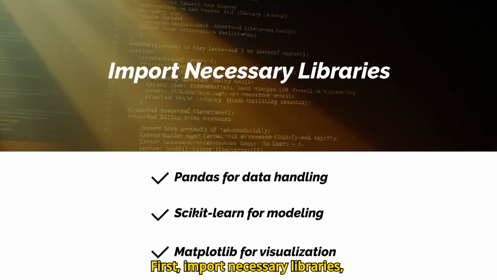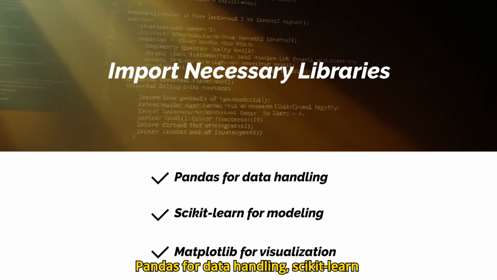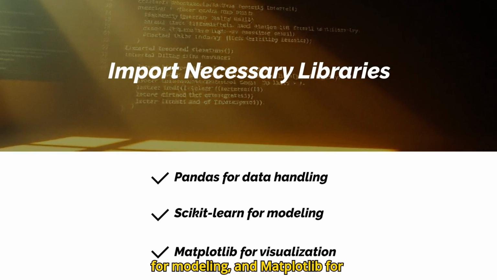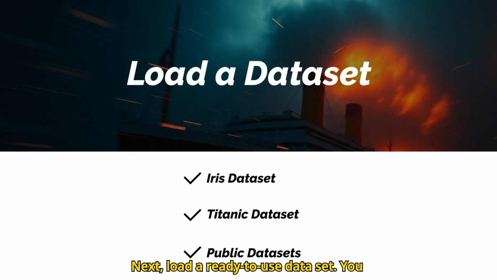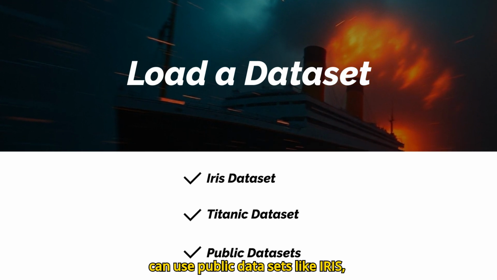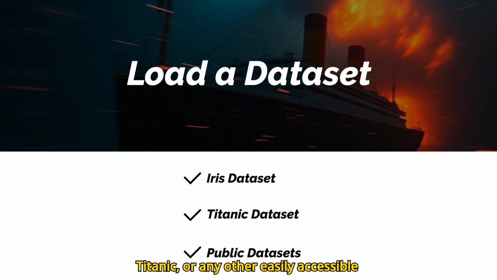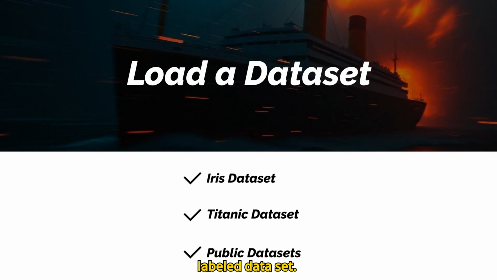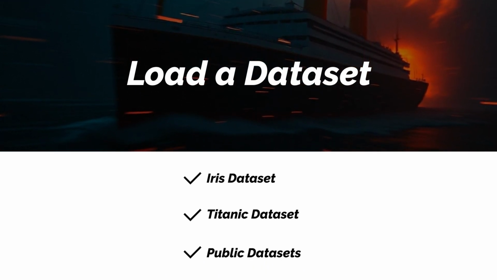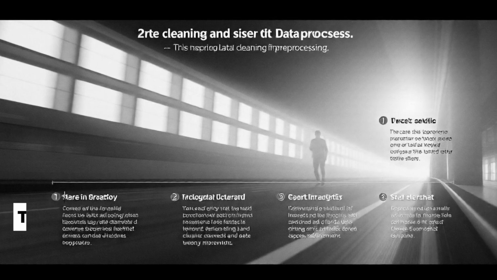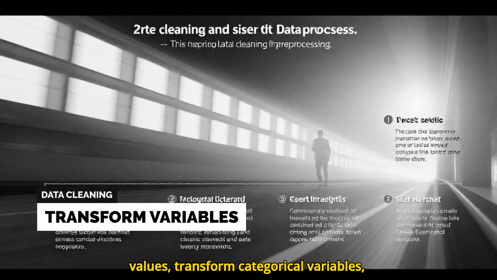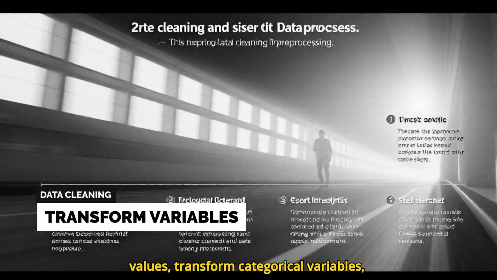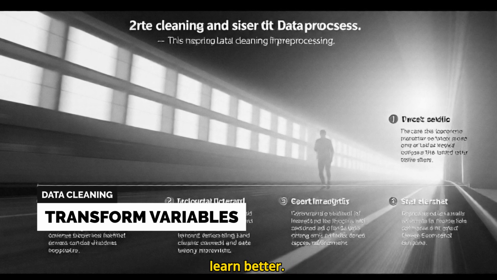First, import necessary libraries: Pandas for data handling, scikit-learn for modeling, and matplotlib for visualizing results. Next, load a ready-to-use dataset. You can use public datasets like Iris, Titanic, or any other easily accessible labeled dataset. Then clean the data, remove missing values, transform categorical variables, and normalize features to help the model learn better.